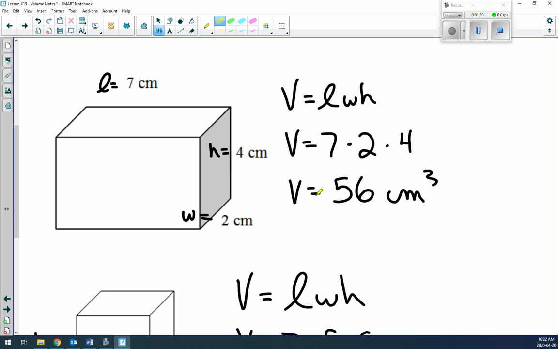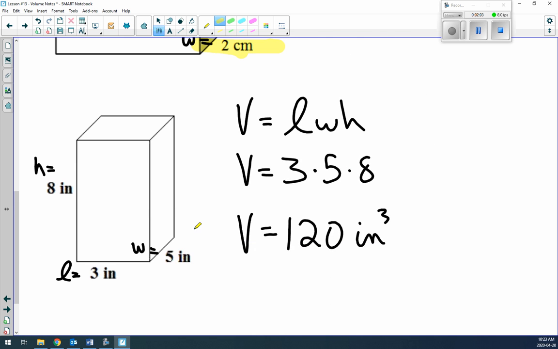So let's look at an example here. So length is 7, height is 4, and width is 2. Now, this is another one where you can change the order of this. If you want to change these letters around, like if this wanted to be an H and this wanted to be a W and this wanted to be something else, it doesn't make any difference. When you're multiplying, the order doesn't matter. So plug it in, 7 times 2 times 4. We end up with 56 centimeters cubed.